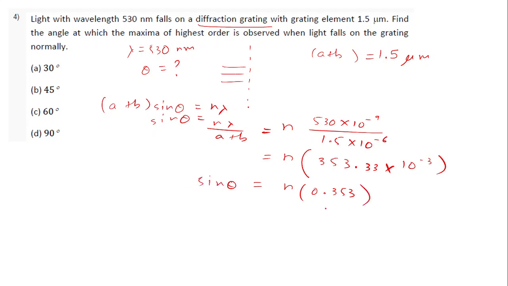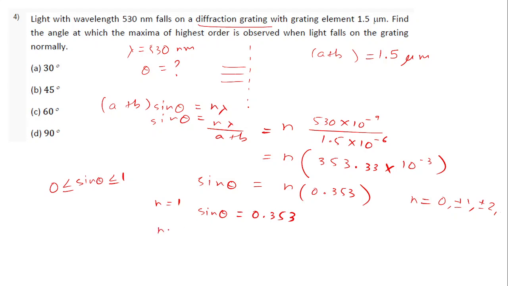So sin theta can take these values where n will be 0 or plus or minus 1 or plus or minus 2 and so on. We want to find out the maximum order possible. Now we know sin theta can take a maximum value of 1. If I take n equal to 0, it will be 0, which is the minimum value. If I take n equal to 1, then sin theta will be 0.353.